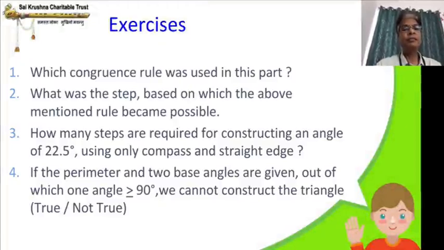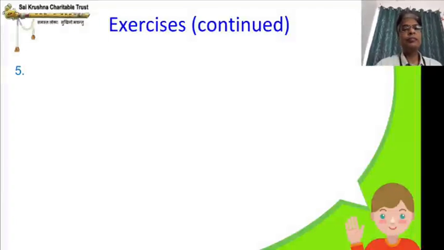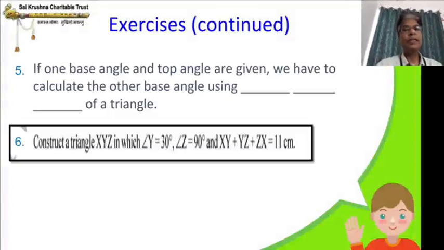Exercise. 4 questions are there. Pause the video and note down and then play. 5, 6. So this is a third example. We have seen one example, we have seen two examples. The second example was more than 90 degrees. Here the third example, the third question in the exercise, is exactly 90 degrees. By constructing all these 3 triangles, you will understand very clearly how to construct a triangle where 2 base angles and 1 perimeter are given.